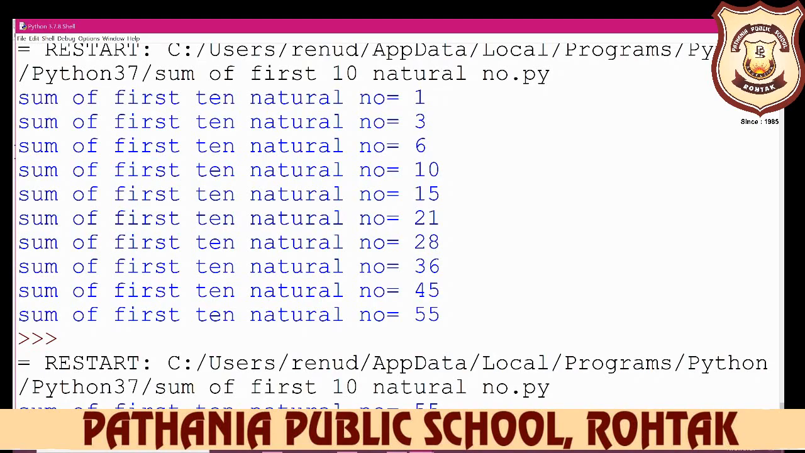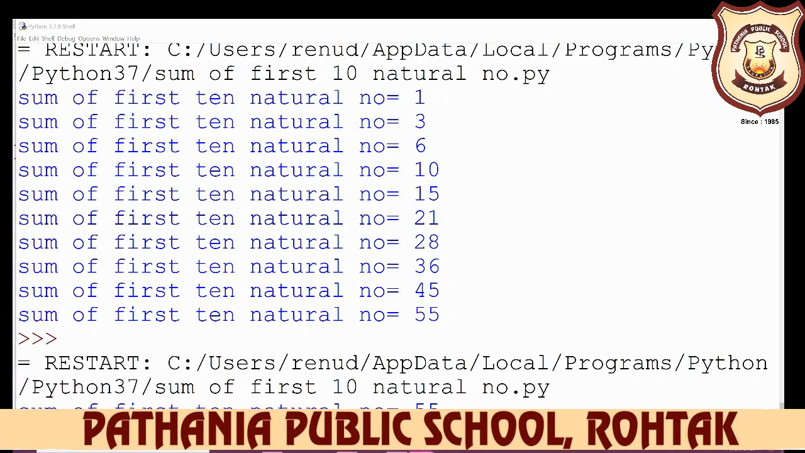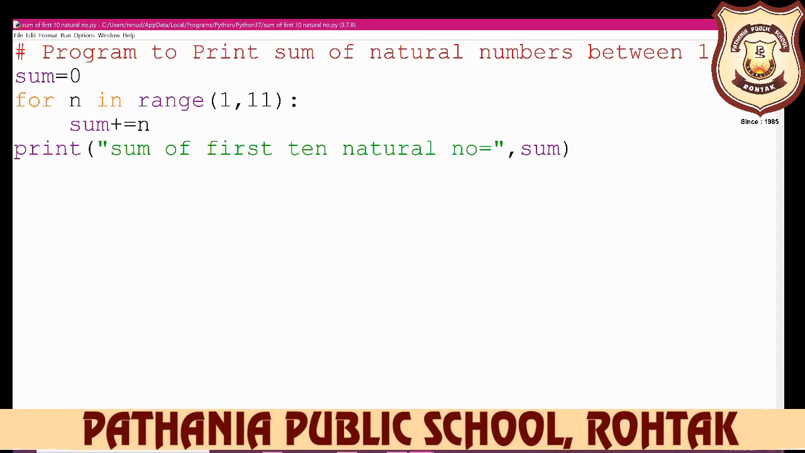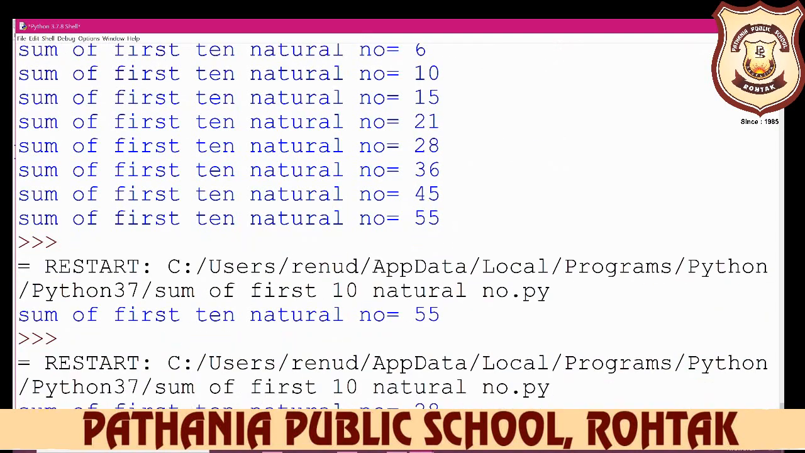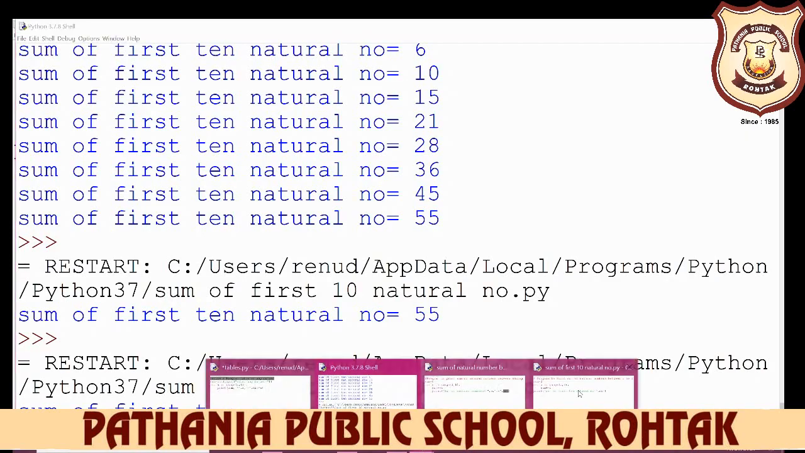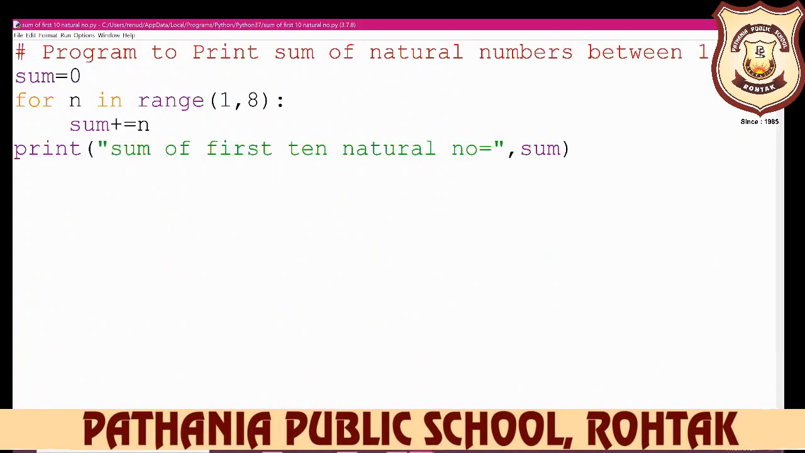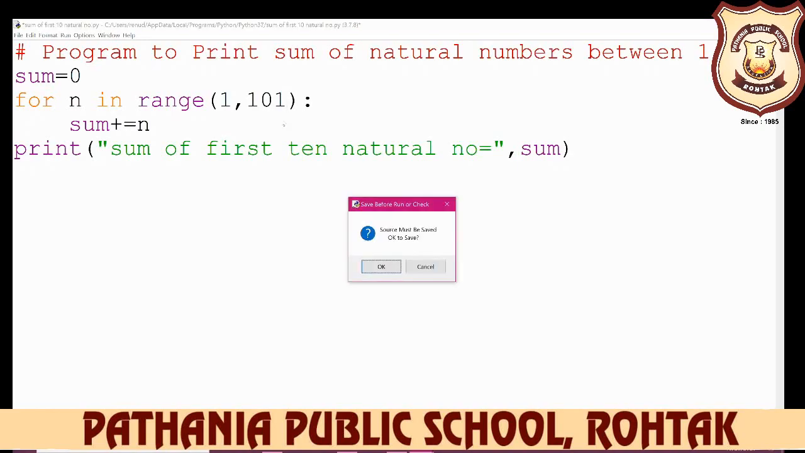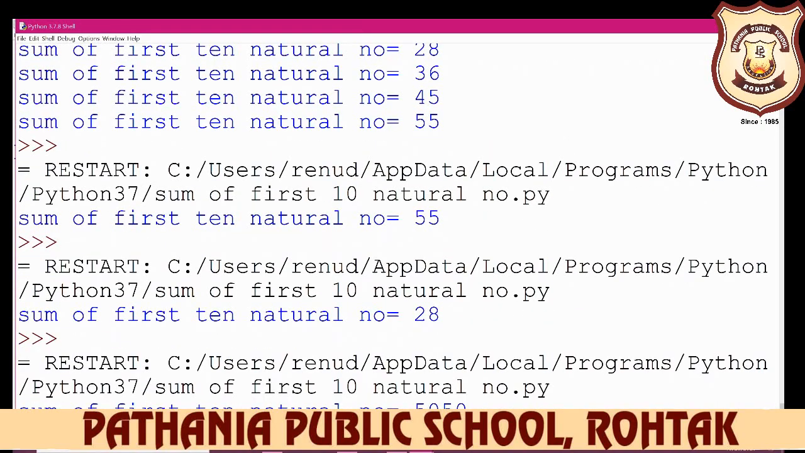Again see the output of this program. If we want to display the sum of the first 7 numbers, then just write 8 here and run this program, click on OK. So your answer is 28. But if we want to display the sum of the first 100 natural numbers, then what we do here is write 101. So again run this program, click on OK, and you see the answer is 5050.